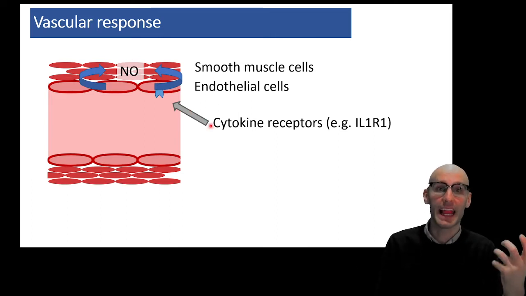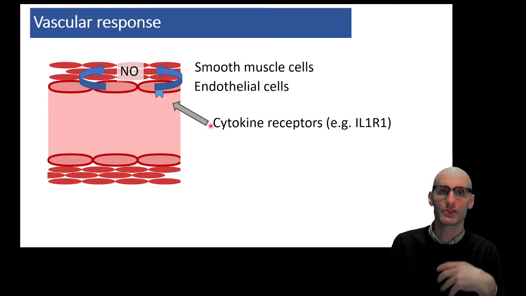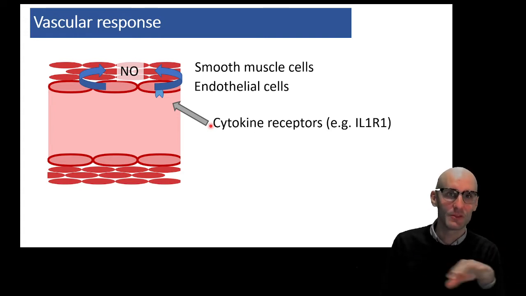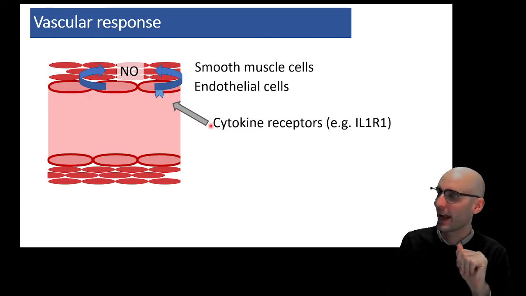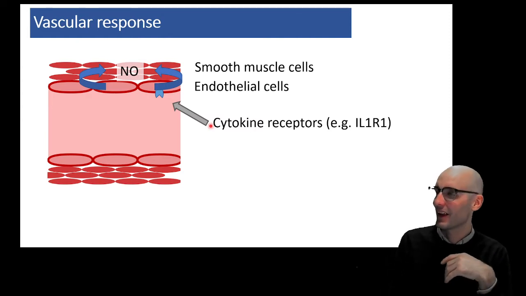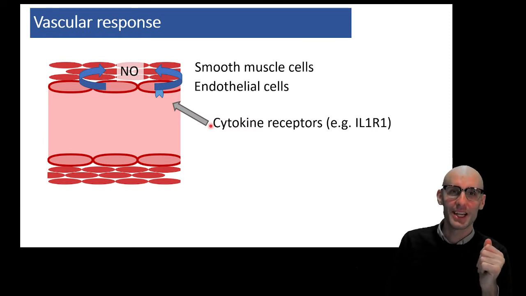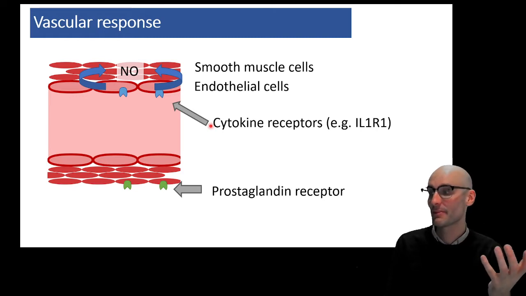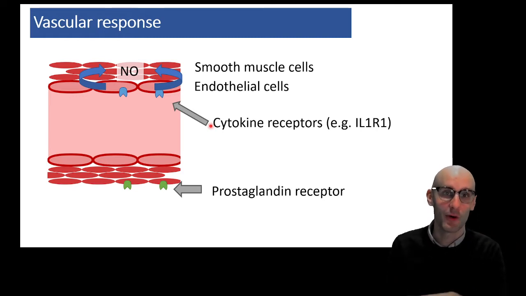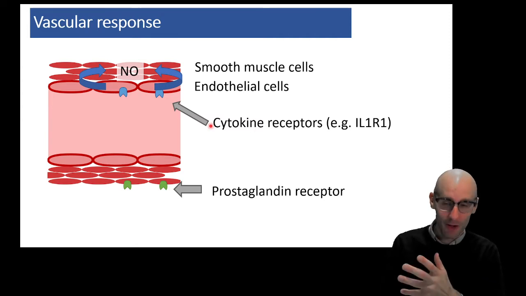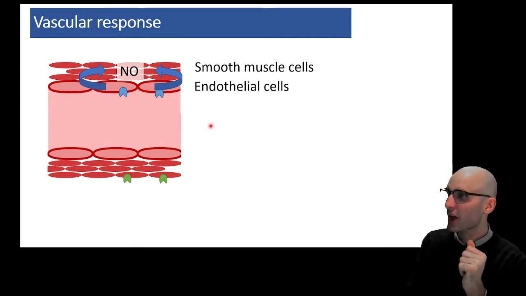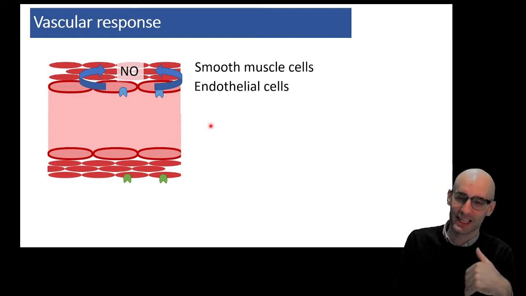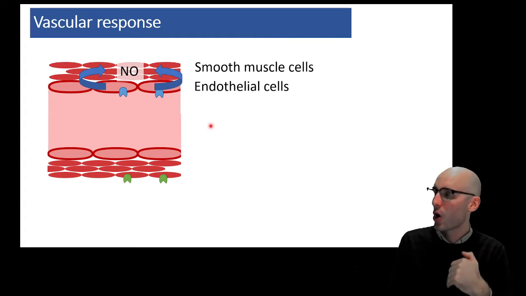Now, if it gets activated by IL-1, we get the release of nitric oxide. Nitric oxide is a smooth muscle relaxant, and actually this pathway is the target of the drug Viagra. So anyway, the nitric oxide causes the relaxation of smooth muscle. But there are also prostaglandin receptors directly on that smooth muscle itself. So activation of those receptors can also cause relaxation. So what happens when nitric oxide is released from endothelial cells and the prostaglandin receptors are activated directly on the smooth muscles?